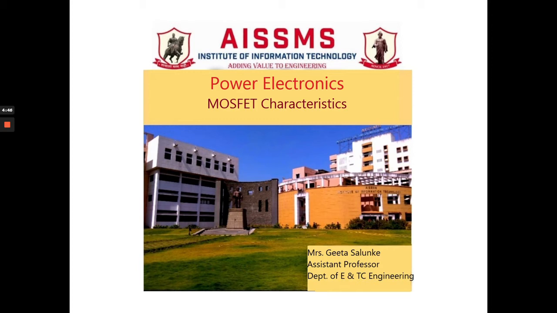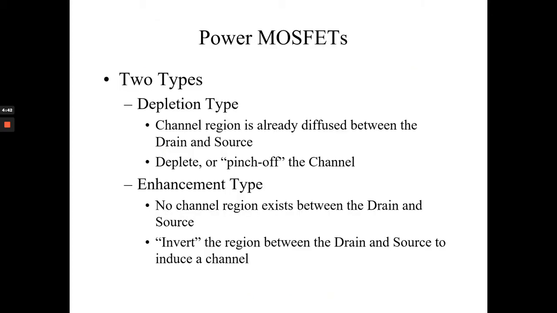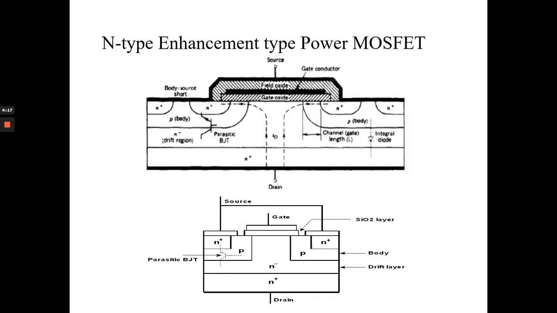Today I am going to explain MOSFET characteristics of power electronics. There are two types of power MOSFETs, depletion type and enhancement type. In case of depletion type, channel region is already diffused between the drain and source and it depletes or pinches off the channel, and in case of enhancement type, no channel region exists between the drain and source and it inverts the region between the drain and source to induce a channel.